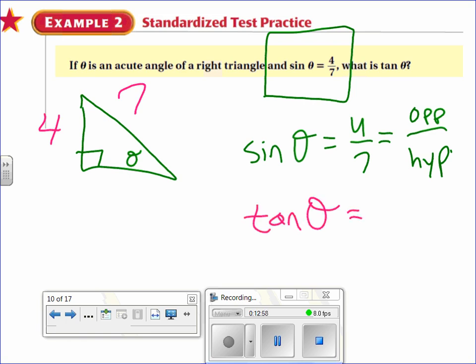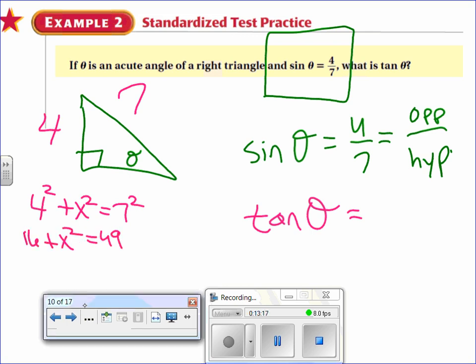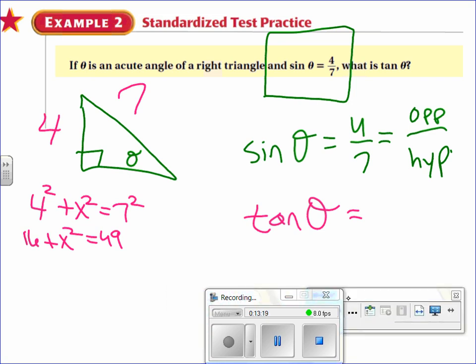Okay, before we write out what tangent theta is, because that's our goal on the math problem, we need to find the other side of our triangle. So we have 4, which is a leg. We have 7, which is a hypotenuse. We need to find that other leg. So let's use our Pythagorean theorem. 4 squared plus x squared is 7 squared. So I got 16 plus x squared equals 49. Let's subtract over your 16. What is 49 minus 16? Yeah, so that's going to be just radical 33 for the final answer. You can't really break down a 33, so I would leave it.